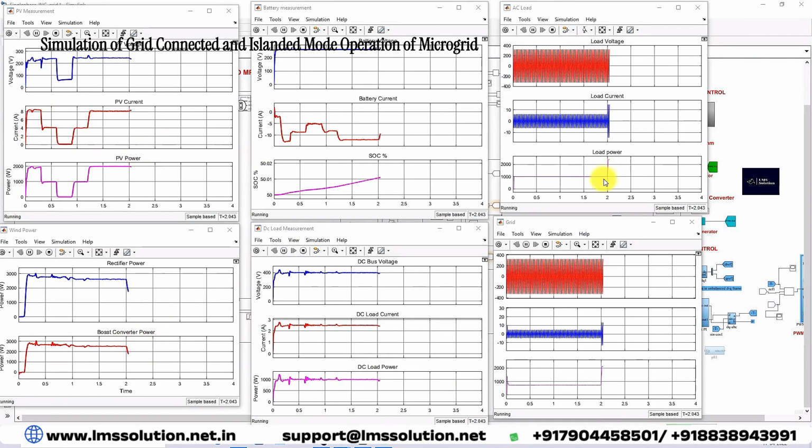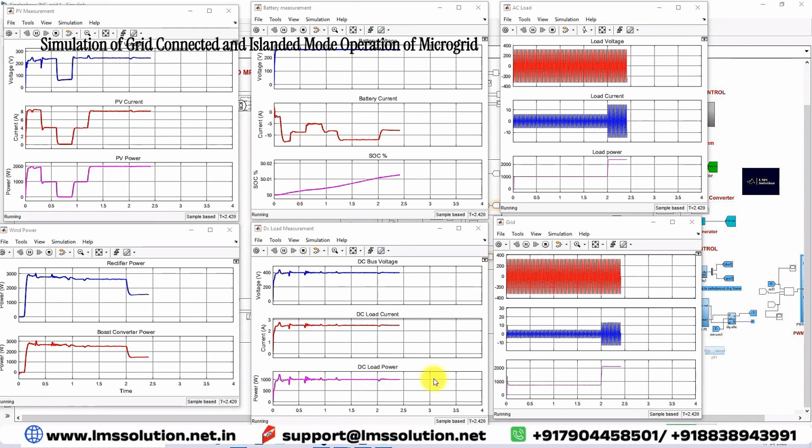Now we can see the AC load change from 1000 to 2400, and then the wind speed change from 12 meters per second to 10.8. Because of that, the wind power generation is reduced to around 1500. Because of that, the battery charging current is decreasing. And then you can see the grid power is around 2100, because here 2400 is connected in the AC load. So we are getting 300 watts from the microgrid, and the remaining 2100 watts is taken from the main grid. Here you can see the DC load maintained at 1000 watts.